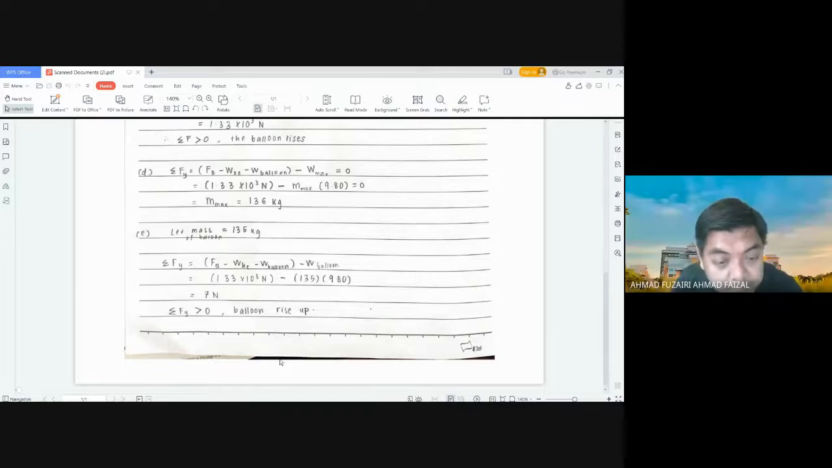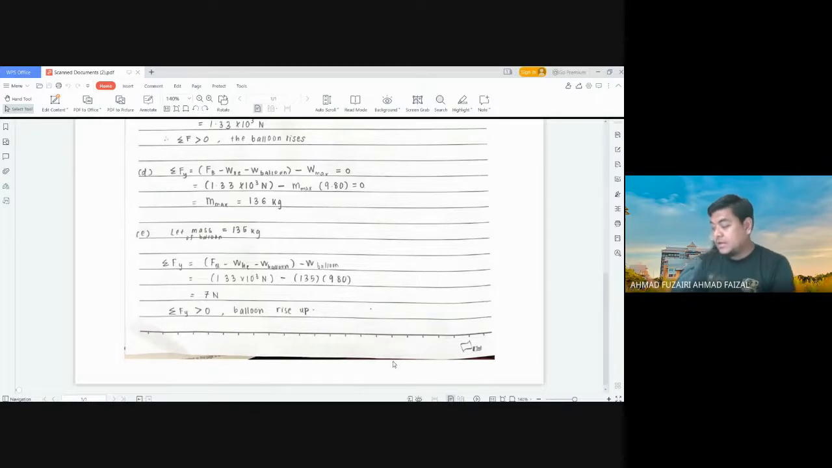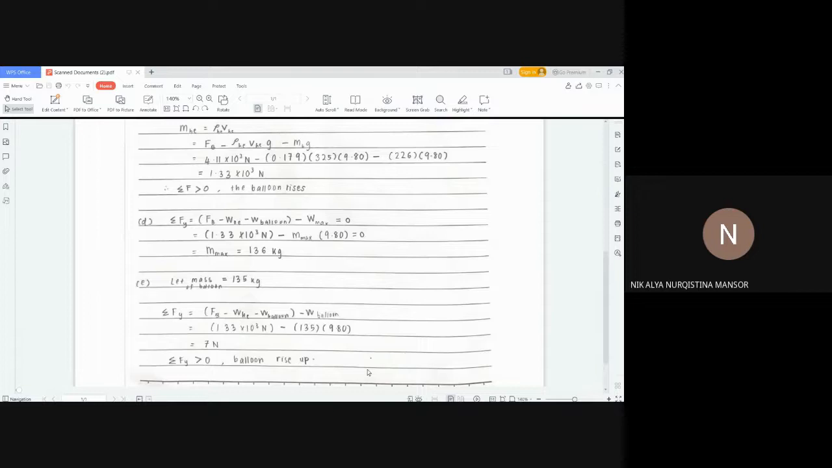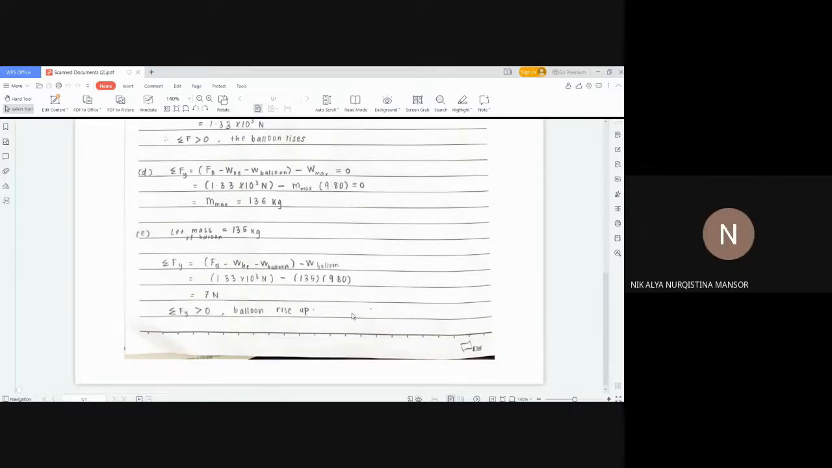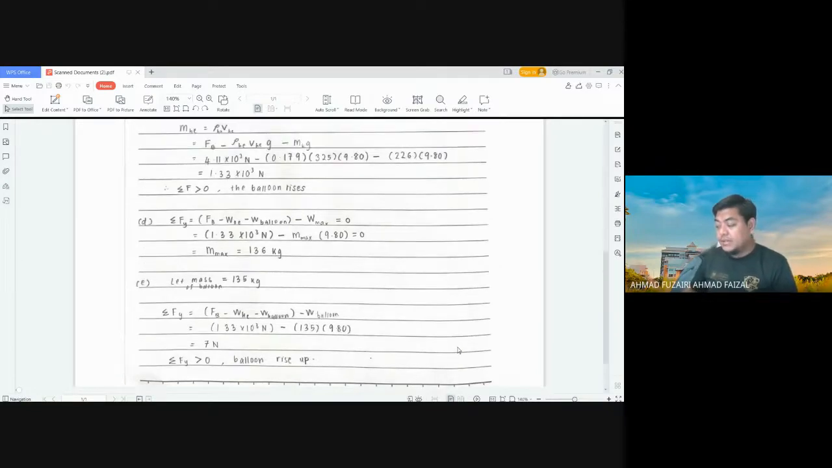Untuk soalan F saya tak faham macam mana nak jawab. What limits the height to which the balloon can rise? What limit kan? Macam mana nak kena kira ke? Dia tak ada pengiraan tu. Dia cuma tanya what limits the height to which the balloon can rise. Okay.